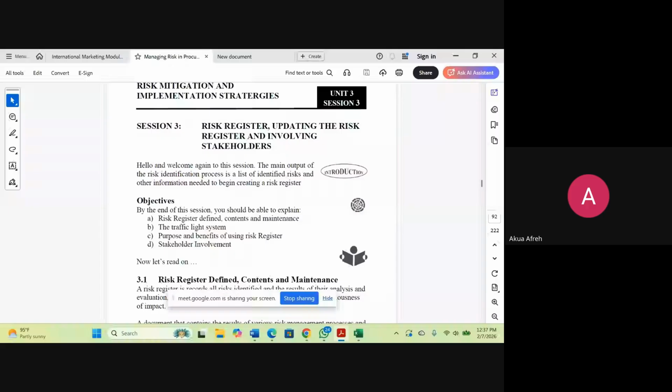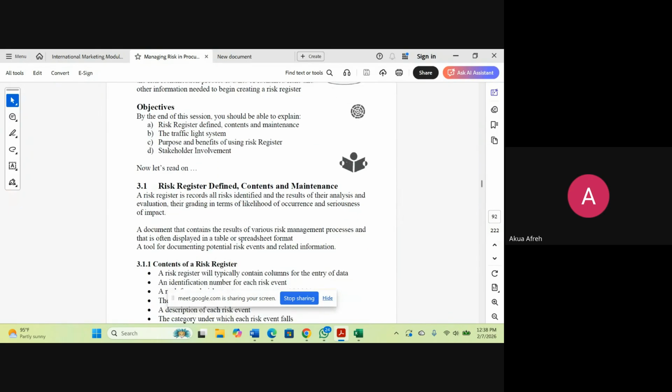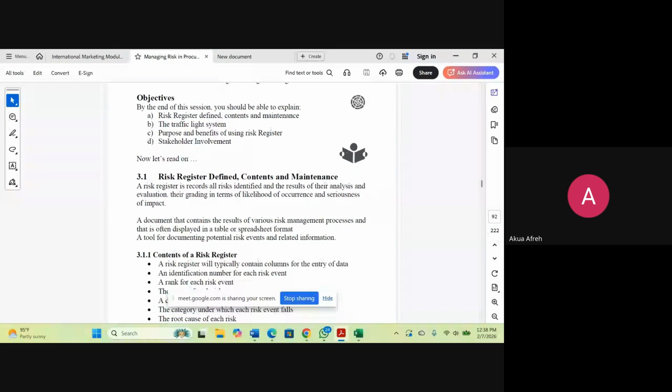In risk management, with the risk that we've been able to identify, we register those risks, update those risks in the risk register, and in solving them, we need to involve our stakeholders. Because if you identify a risk today and you don't document it, you don't write it down, you don't register it anywhere, the next time you won't even remember that this risk even happened.